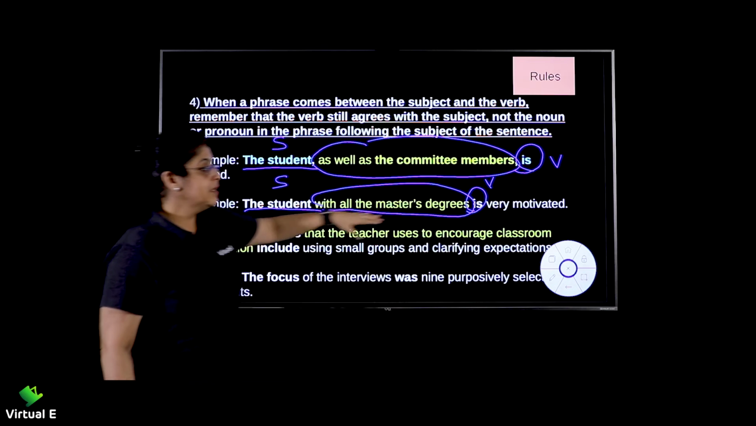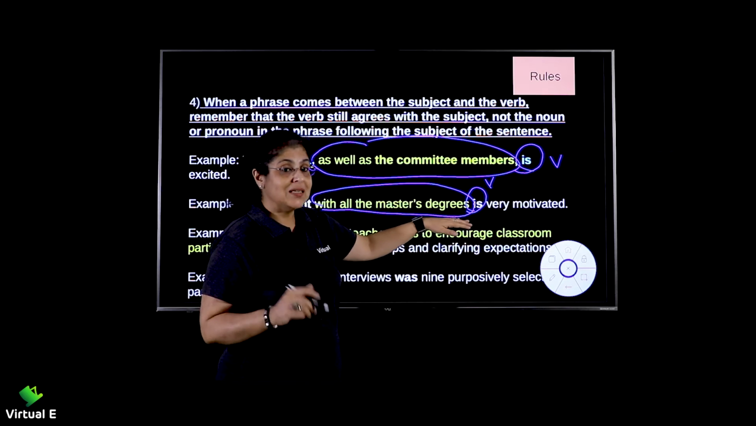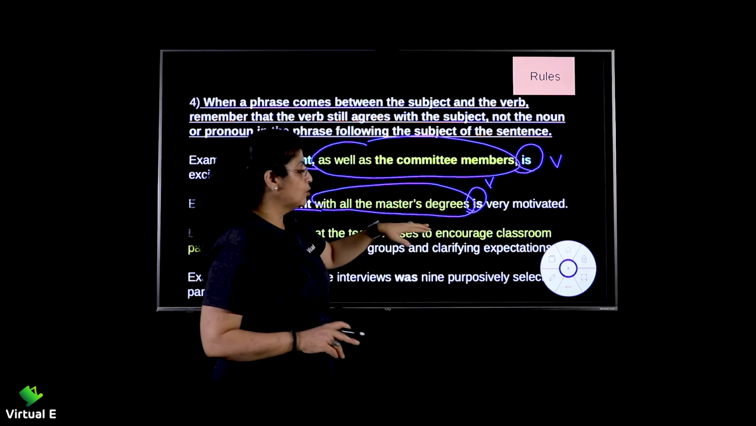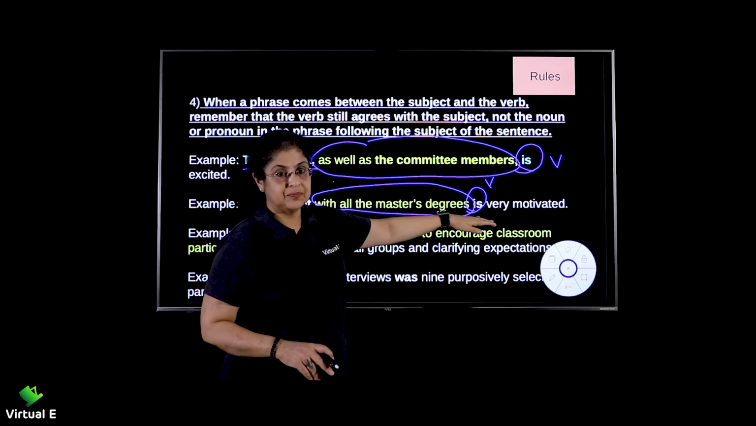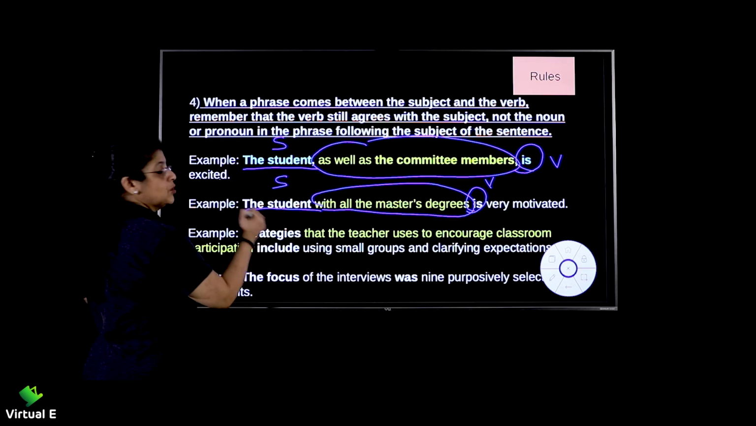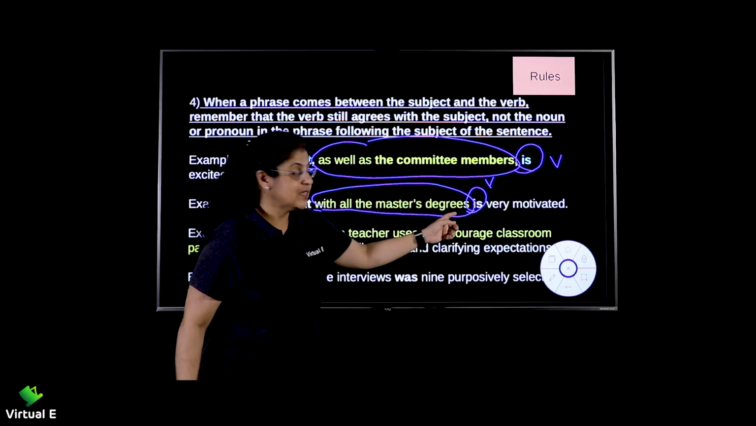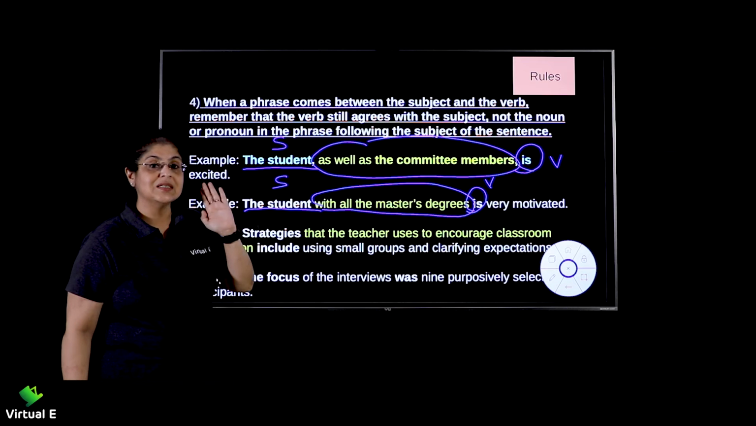So the degrees, now see, let me just bring this to your notice. Degrees is a plural noun. So don't get confused and put are over here. That's what they just told you in the rule. This does not have to do anything with the verb. You have to connect the subject to the verb, not what is in the phrase. Even if your phrase is in the plural, your thing is singular. Why? Because the subject is singular.